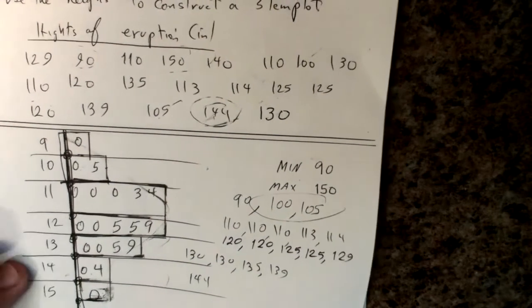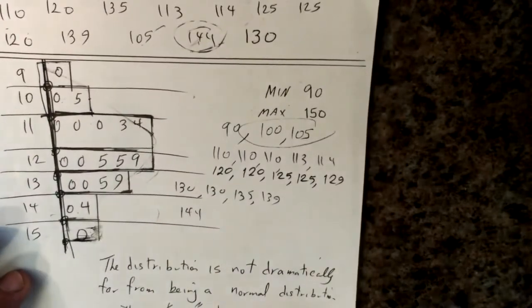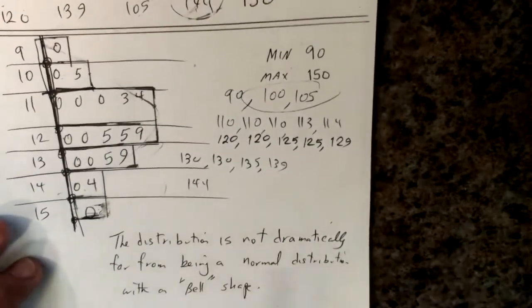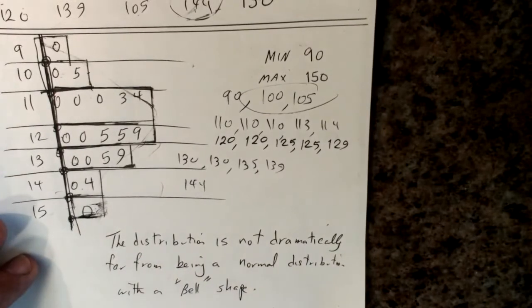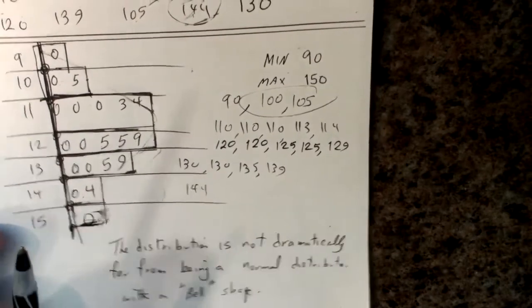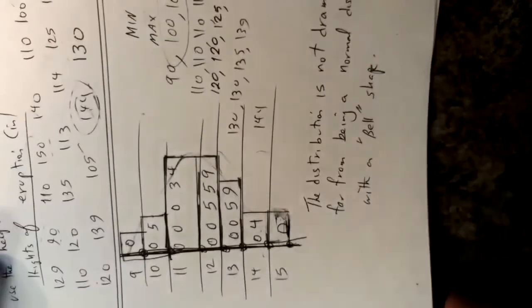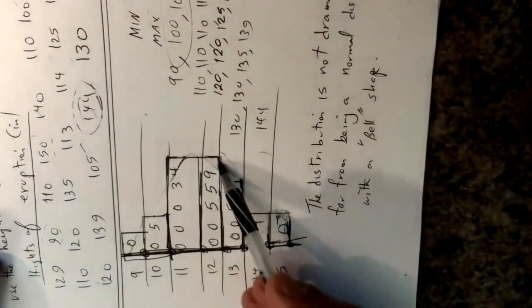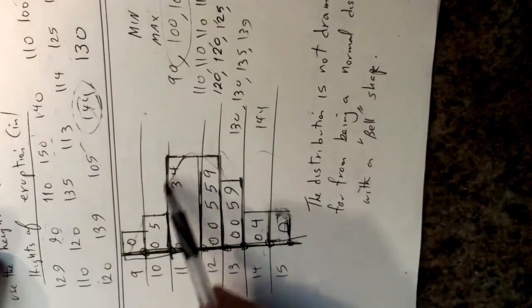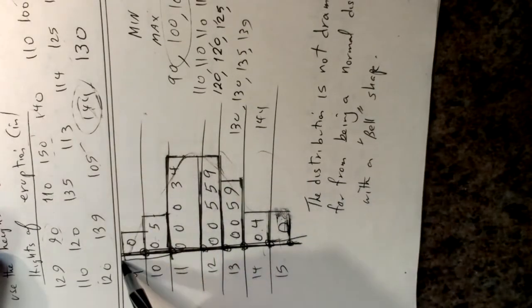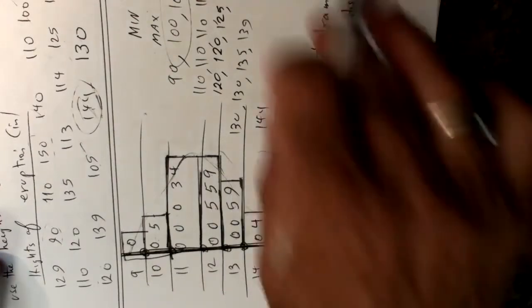And then we explain here that the distribution is not dramatically far from being a normal distribution with a bell shape. So if you turn it, you see a kind of bell shape. It's not really skewed to the right or to the left. So it gives you a bell-shaped graph.